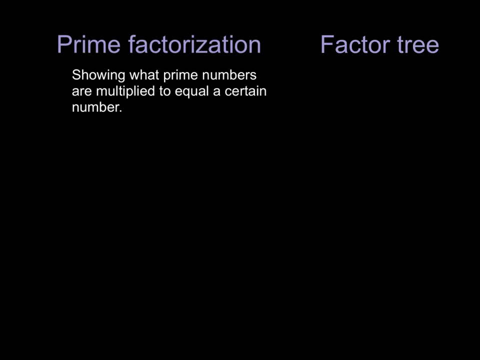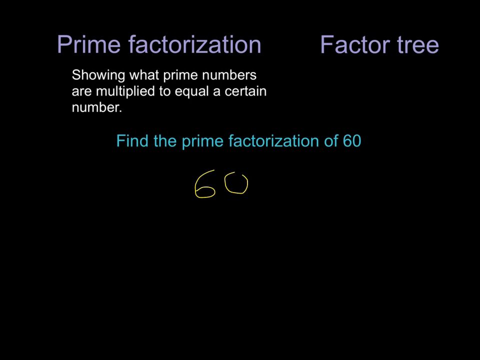Today you're going to be asked to use prime factorization. And prime factorization is just showing what prime numbers that you multiply together to equal a specific number. So if I was asked to find the prime factorization of 60, what I'm going to do is to create what's called a factor tree. So to make a factor tree, I start by writing down the number that I'm going to use my prime factorization by, and I think about what two numbers can I multiply to get to that number.